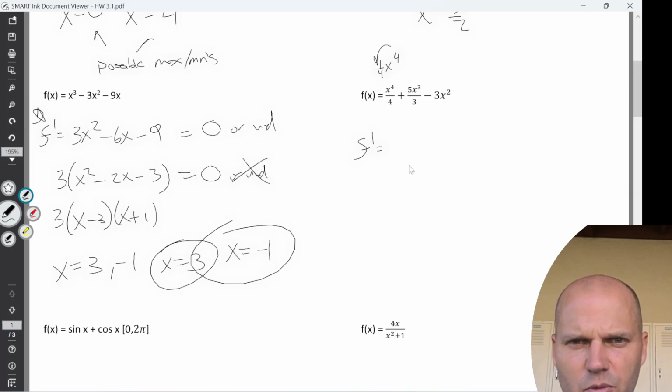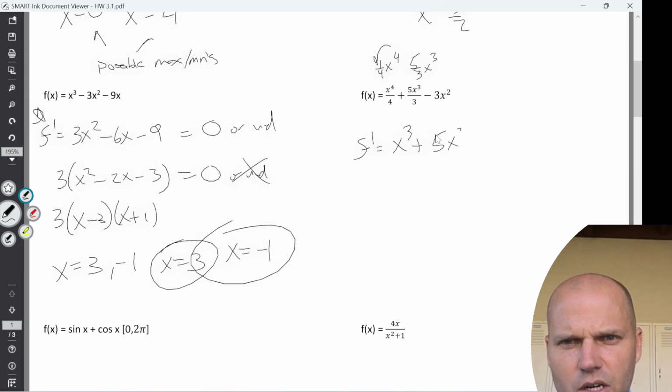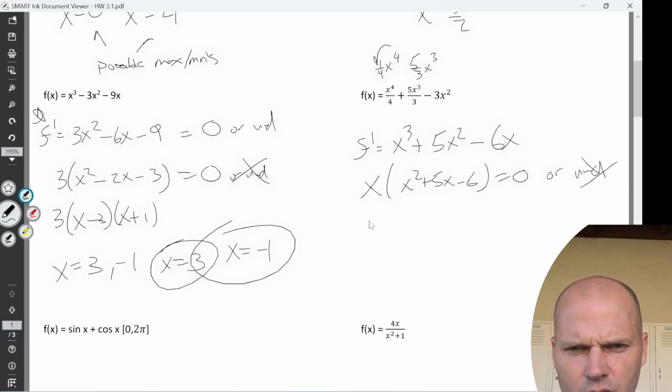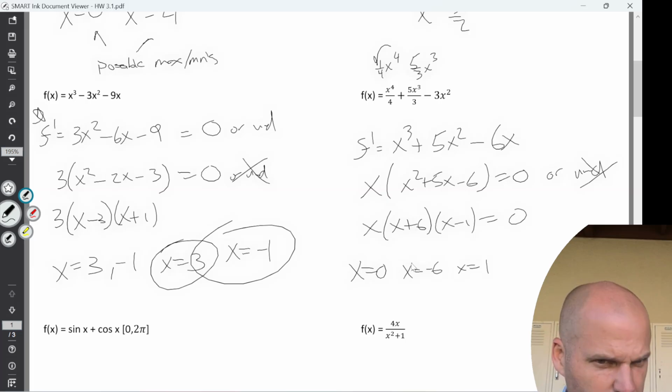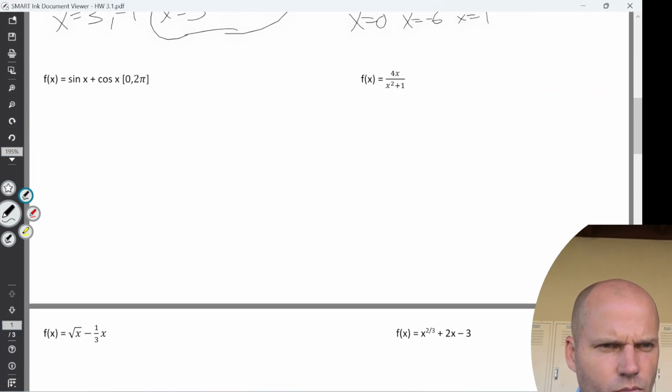The 4 comes down, gets multiplied by 1/4, and is a 1, so I get x cubed. This would be written as 5/3 x cubed. The 3 comes down, multiplies by the 5/3, and it becomes 5x squared. The 2 comes down, becomes 6x. I would factor out an x. I get x squared plus 5x minus 6. I would see when this is 0; I can ignore the undefined. I would factor this to be x plus 6, x minus 1. And I get x equals 0, x equals negative 6, x equals 1. Cool.